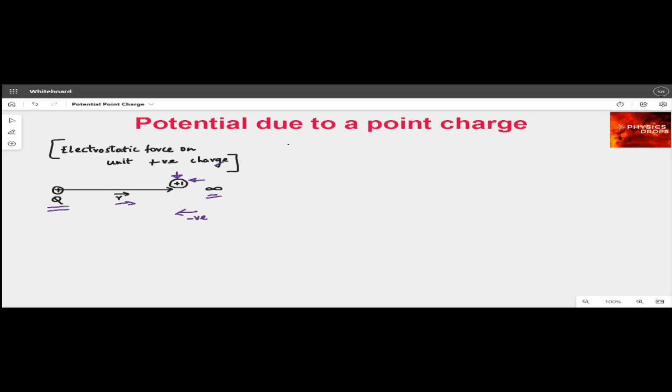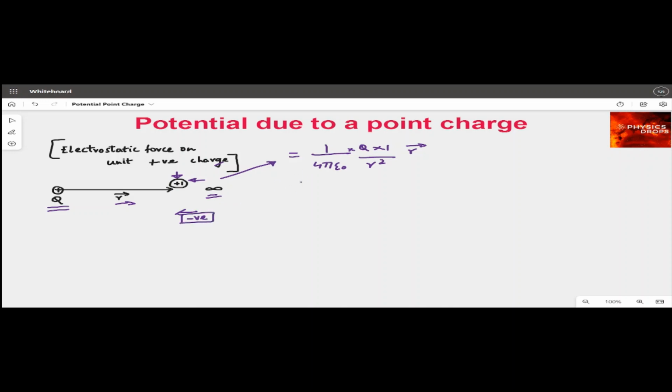Now we know that the electrostatic force acting on this unit positive charge is given by k q1 q2 by r square, or nothing but k is 1 by 4 pi epsilon naught times Q, which is the positive charge capital Q, times 1, which is the unit charge, divided by r square, which is the distance in the direction of the r vector. Okay, so now we know that the work done here is negative.